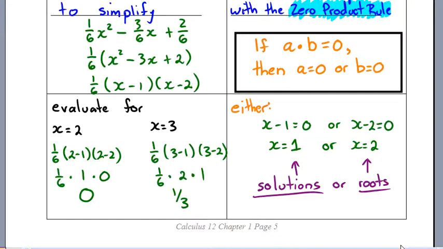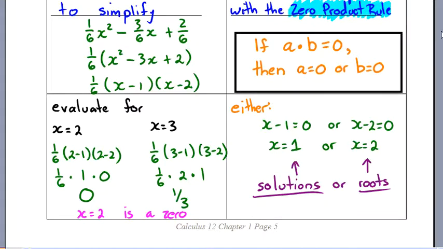Now, here's a little vocabulary you can throw at this. The fact that when we evaluated for 2 for x, we received a value of 0, sometimes people will say this phrase: x equals 2 is a 0 for that expression. It's a number you can use for x and then receive a value of 0.